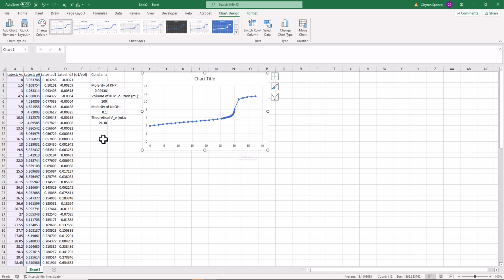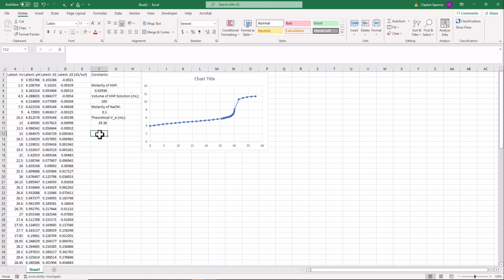So the first thing we need to know is what is 0.9 times VE, our equivalence point volume. That'll be in milliliters again. I may not include all my units in all these labels, but you should do that. We can calculate this with an equal sign and a formula, 0.9 times our theoretical equivalence point volume. There we go. And so we're going to want the data between about 26 and about 29 or 30.